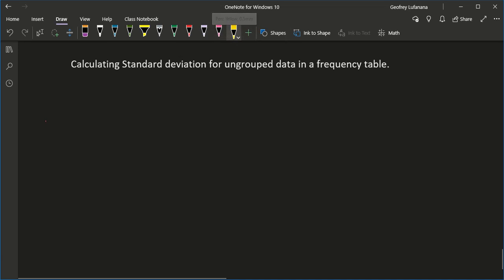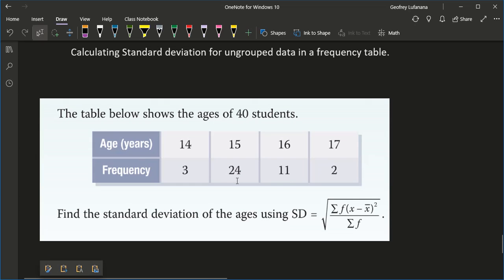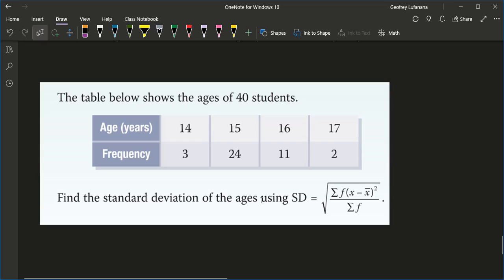Welcome. In this video, we're going to be discussing how to calculate standard deviation for ungrouped data in a frequency table. Now, you could use any of the formulae that we talked about previously, but sometimes the question restricts the formula. For example, we have a question where we have the ages of 40 students. That's the age and then the frequency.